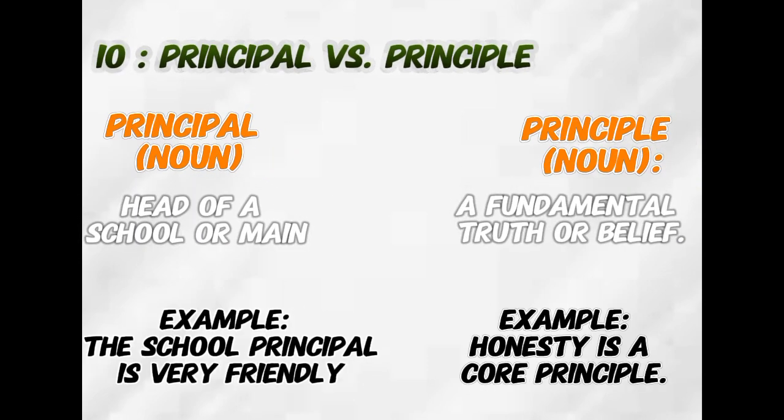Moving on, we have principal and principle. Principal is a noun meaning the head of a school, or an adjective meaning main. Like the school principal is very friendly. Principle is a noun meaning a fundamental truth or belief. Like honesty is a core principle. So principal can refer to a person or something main, and principle is a basic truth. Simple enough, right?